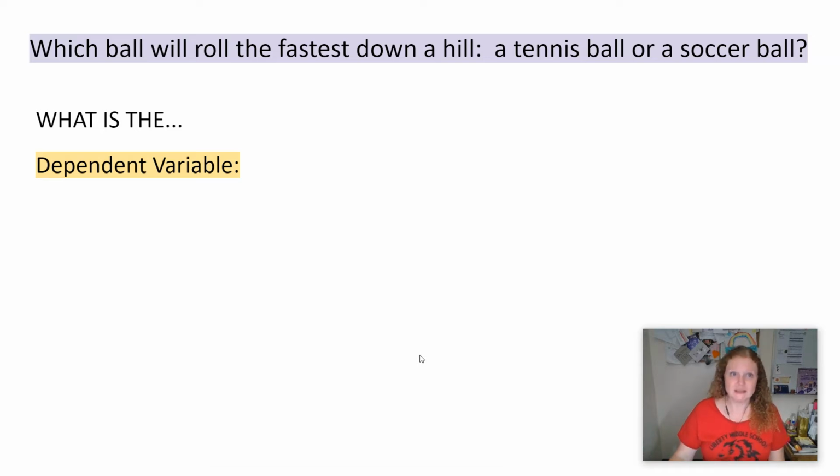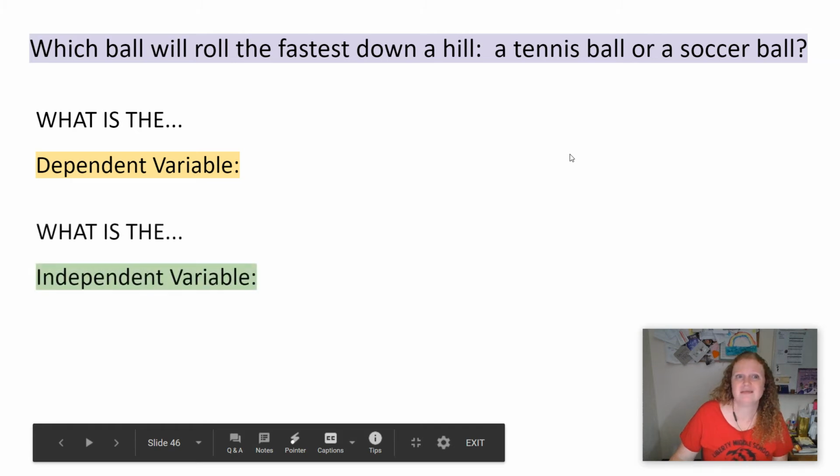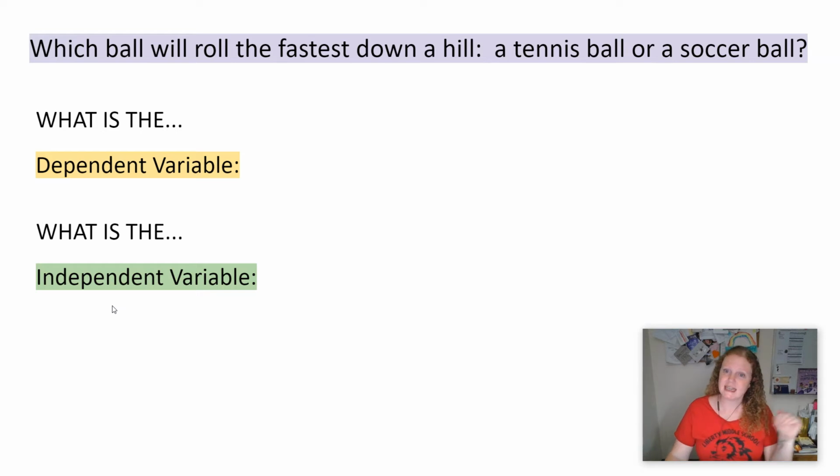So let's practice. Which ball will roll the fastest down a hill, a tennis ball or a soccer ball? That's our question. We're trying to figure out what is the dependent variable. So the dependent variable is the thing you're going to find out when you actually do the experiment or the study. So we're going to figure out how fast they roll down that hill. That's the dependent variable. The independent variable is the thing that's decided ahead of time. We can decide we're rolling a tennis ball and a soccer ball. So the type of ball is our independent variable.